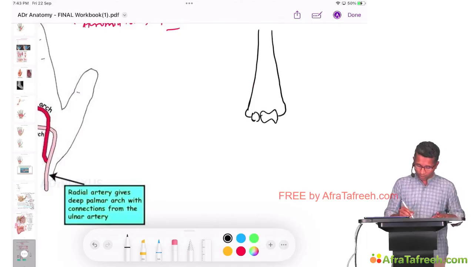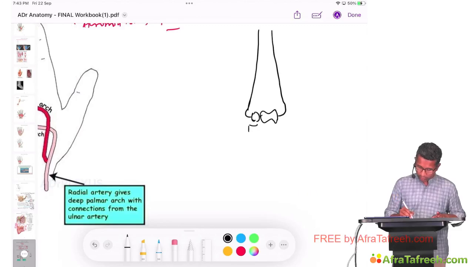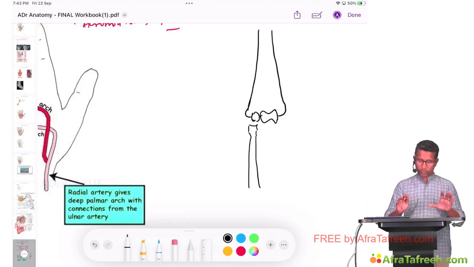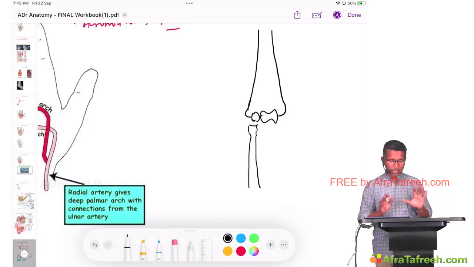You know that there is a bone here. This is the head of the radius, this is the neck of the radius, and this is the shaft of the radius. And you've got the ulna bone. I am not drawing the ulna bone here to keep things clear.